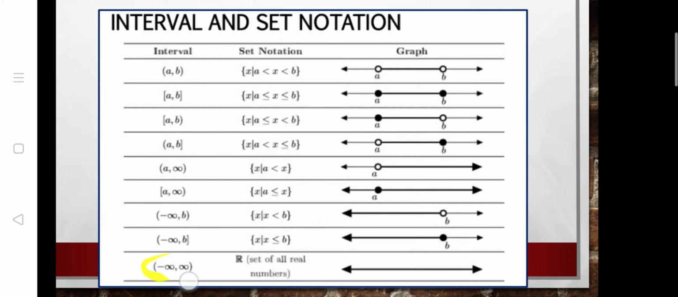So this interval means our possible values of x are the set of real numbers. Ibig sabihin yung lahat ng real numbers. So from negative infinity to positive infinity. So in set notation, that is x such that x is an element of the real numbers. So in the illustration, we have this illustration, to denote that all the real numbers, or all numbers on the number line, are included in the possible solution.